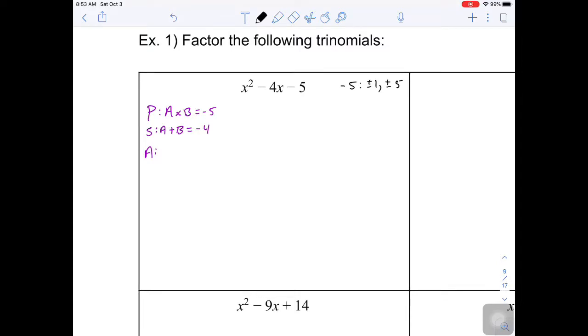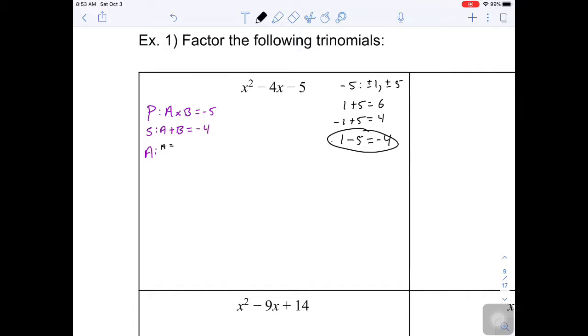Now let's see if one of these combinations can add up to negative 4. Positive 1 plus positive 5 equals 6, so that doesn't work. Negative 1 plus 5 equals positive 4. Don't jump the gun here: this is a positive 4, and we need a negative 4. So what if we flip the signs? Let's leave the 1 as positive: 1 minus 5, which is negative 5, equals negative 4. So there are our answers.